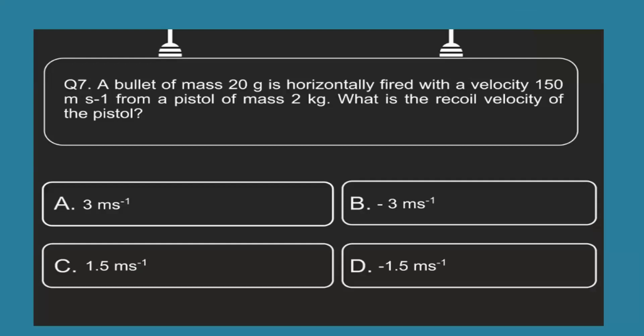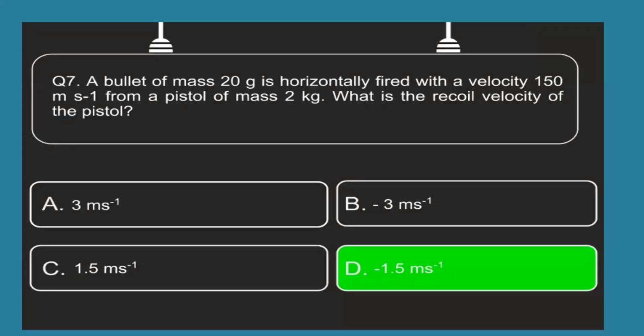Let's see what we have understood. A bullet of mass 20 grams is horizontally fired with a velocity of 150 meters per second from a pistol of mass 2 kg. What is the recoil velocity of the pistol? Option A, 3 meters per second. Option B, minus 3 meters per second. Option C, 1.5 meters per second. Option D, minus 1.5 meters per second.